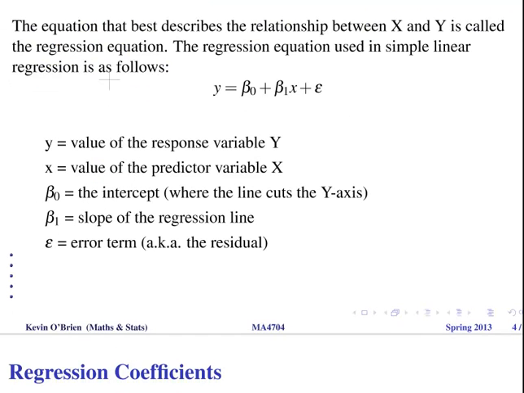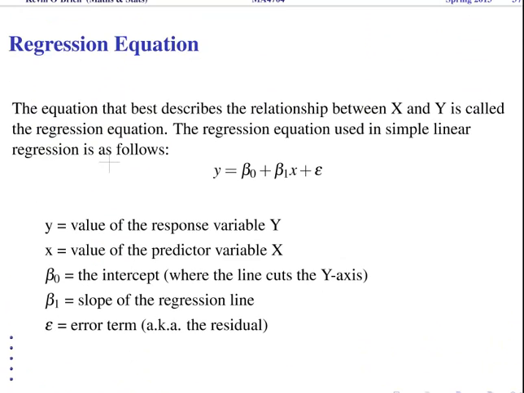The equation that best describes the relationship between x and y is called a regression equation, and it's used in simple linear regression as follows. y is the value of the response variable, x is the value of the predictor variable, beta 0 is the intercept, beta 1 is the slope, and there is the random error term, also known, well, it's not really actually the residual.